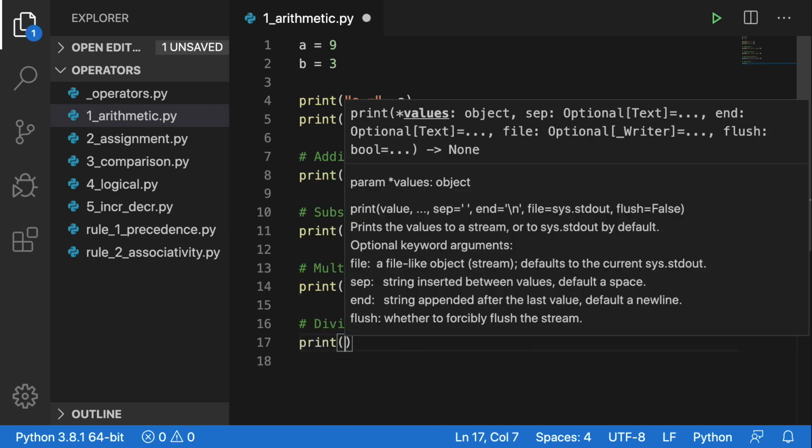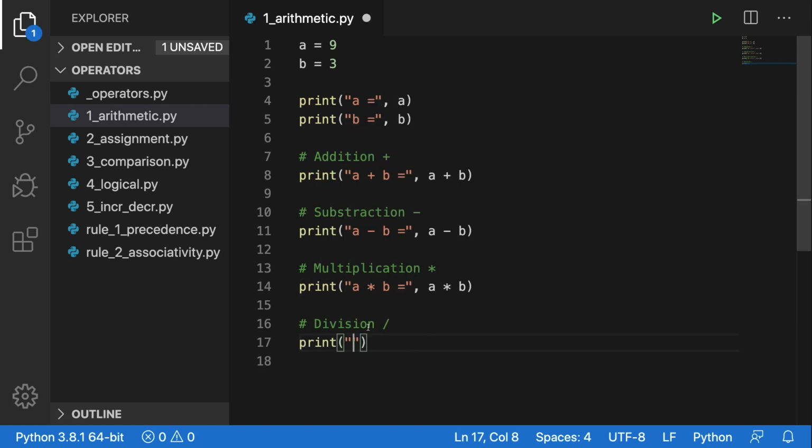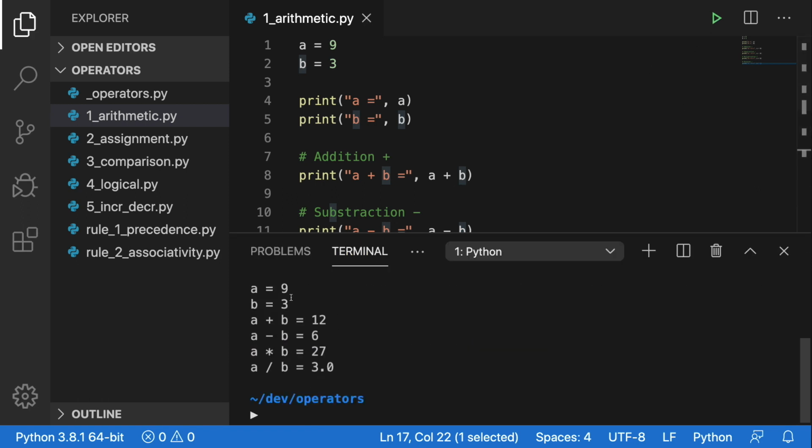And our last one is the division operator, slash. So a slash b equals a slash b. It divides the left operand by the right one, and it always results in a float. Let's see. It's 3 as a float.